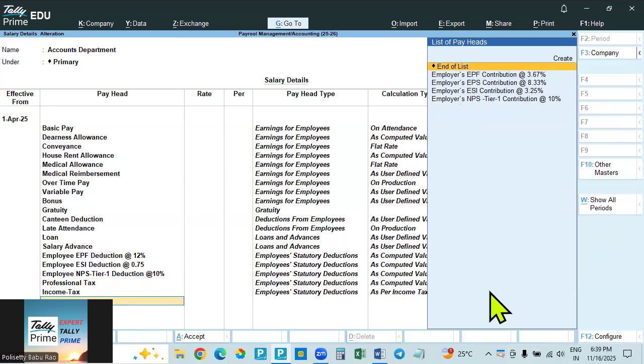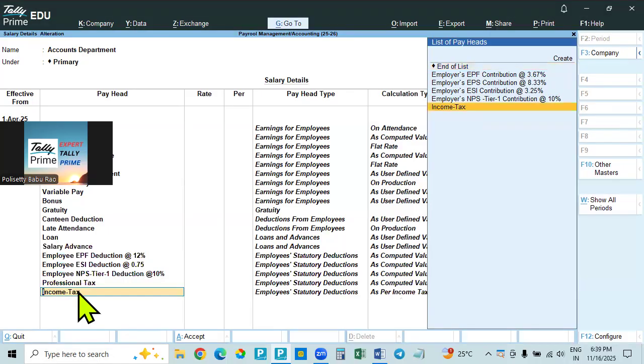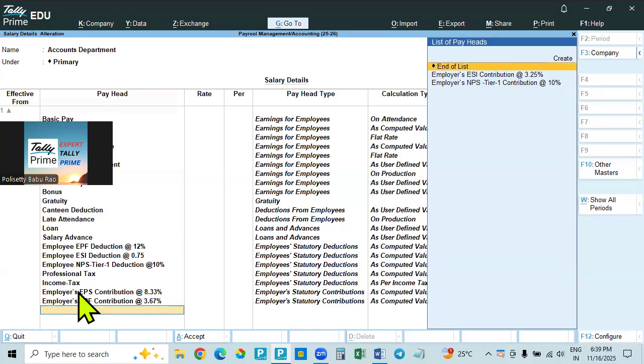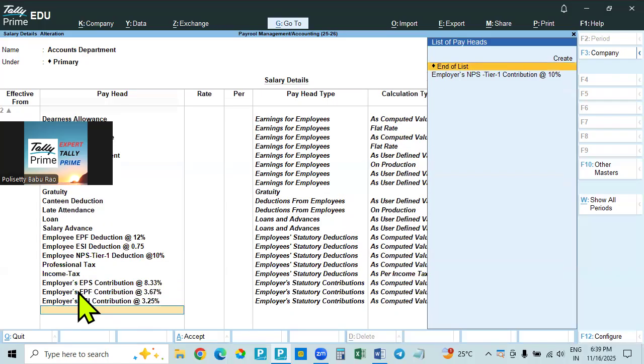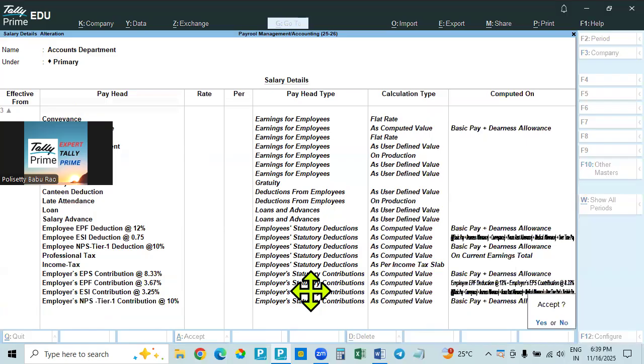These are the employee deductions, and then the employer will make some contributions, which will be taken after income tax. We will take up 8.33% EPS, that is the Employees' Pension Scheme, then 3.67% EPF provident fund, then ESI contribution 3.25%, NPS 10%. All these are completed. So earnings, general deductions, then statutory deduction, then statutory contributions by the employer. Now accept here.